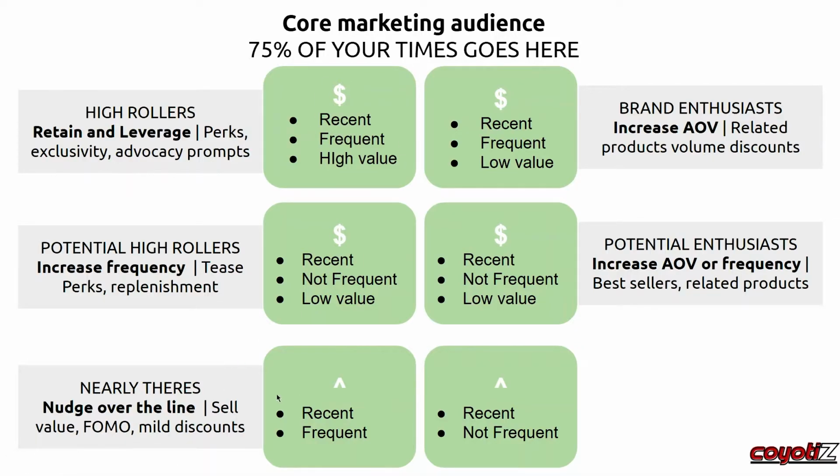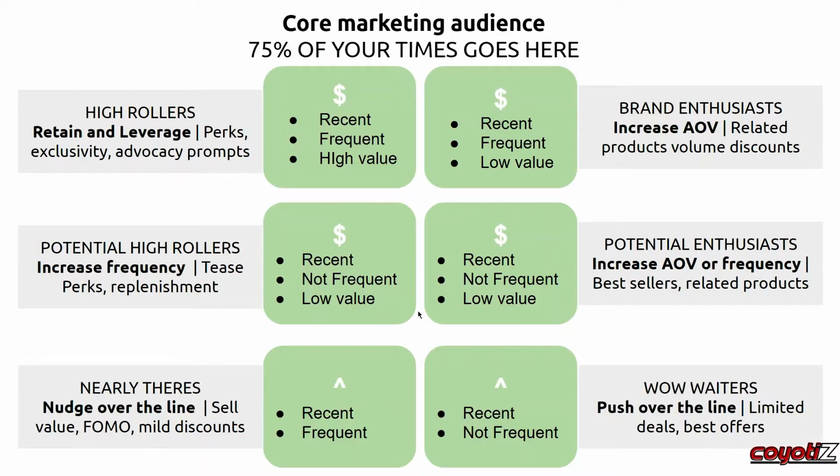The way you do this is by selling the value, FOMO, right? If you're missing out, and some mild discounts to push them over the line, because they recently bought, but they just kind of did it one time off. They don't show enough frequency. These are the one-waiters: those who purchased recently, but just as one-off buyers. And really, all you need to do is push them over the line.